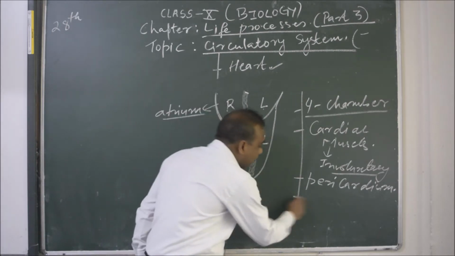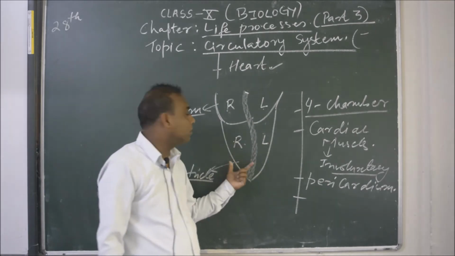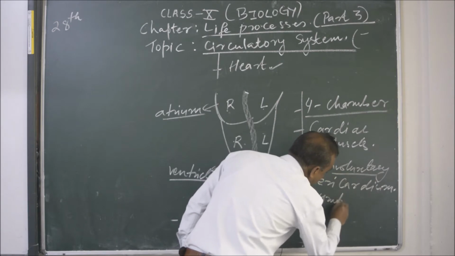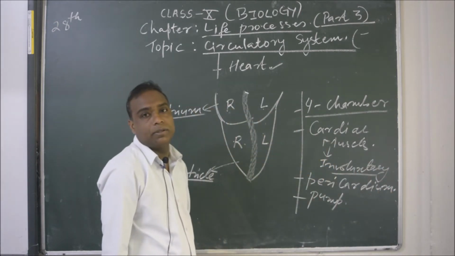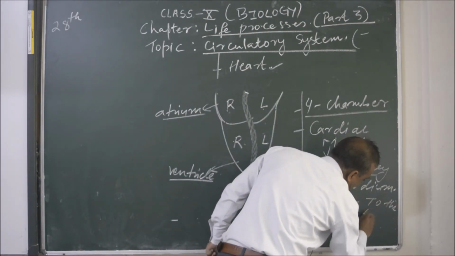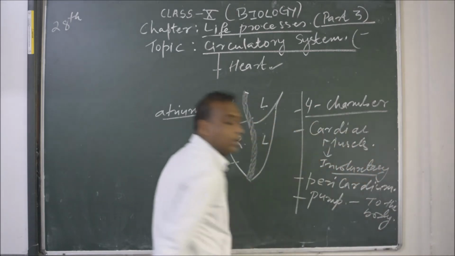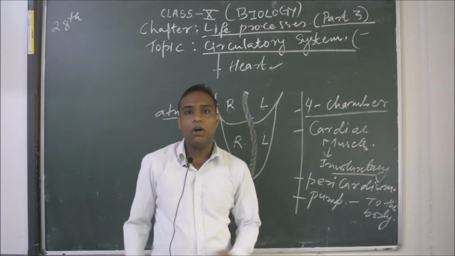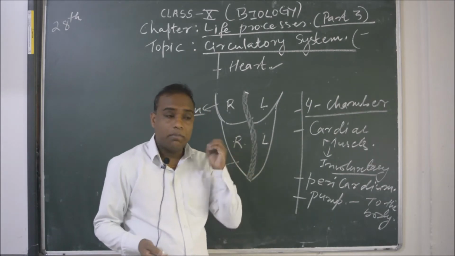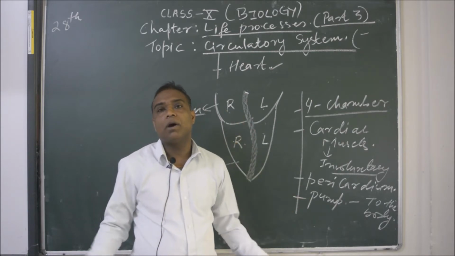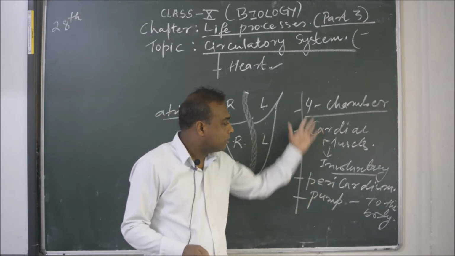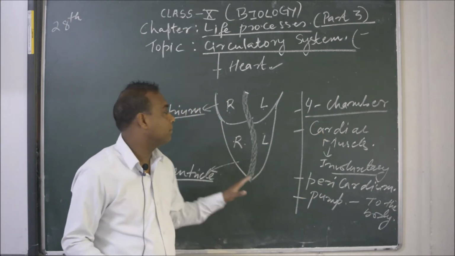Now, the function: what is the main function of the heart? The main function of the human heart is to pump the blood. They pump the blood to the body. That is why the heart is a pumping organ. Why? Because they pump the blood, and the blood goes to the different parts of our body, to each and every cell of our body. That is why it is a pumping organ. So, these are the simple structures of the human heart.